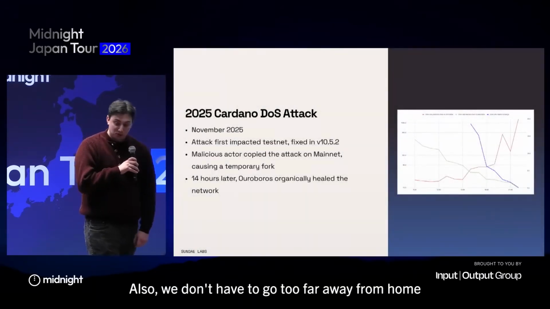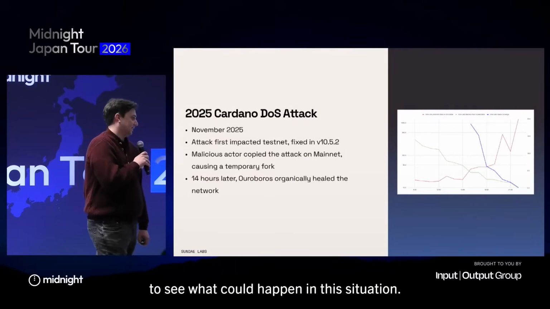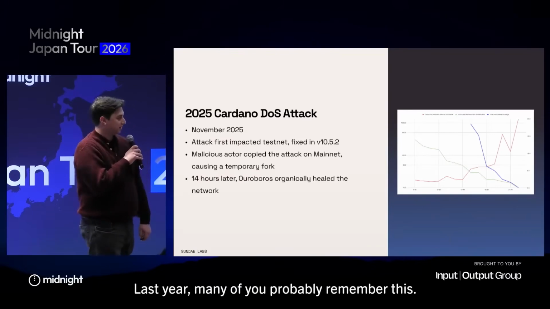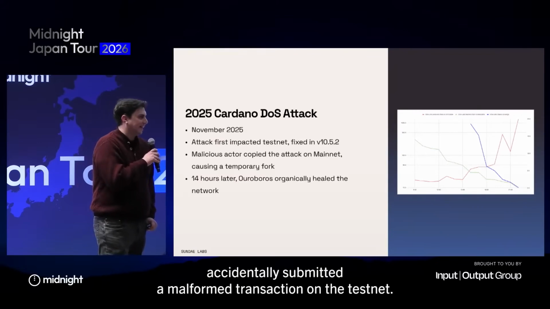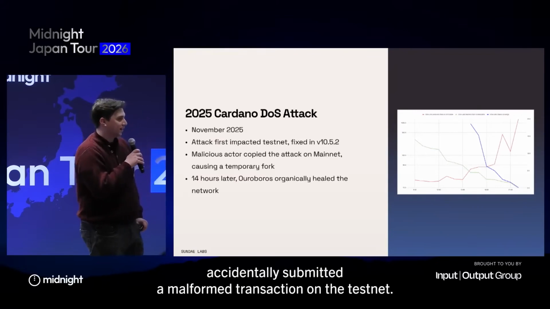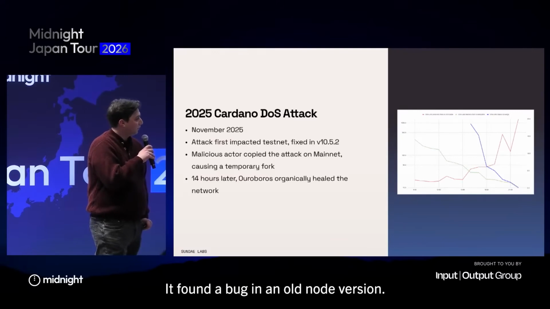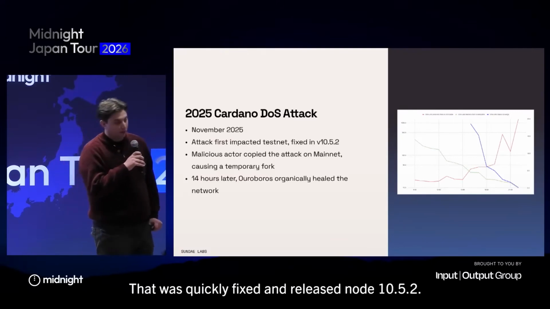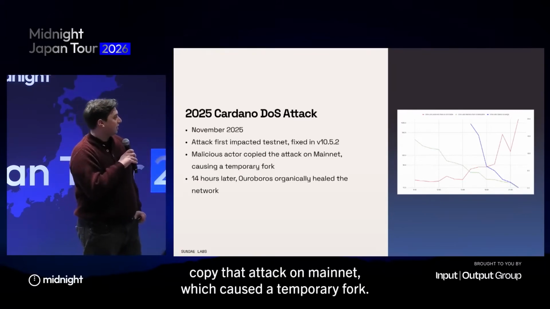Also, we don't have to go too far away from home to see what could happen in this situation. Last year, many of you probably remember this, but in November, somebody seemingly accidentally submitted a malformed transaction on the testnet. It caused an issue. It found a bug in an old node version. That was quickly fixed and released node 10.5.2. Unfortunately, the next day, we had a malicious actor copy that attack on mainnet, which caused a temporary fork.